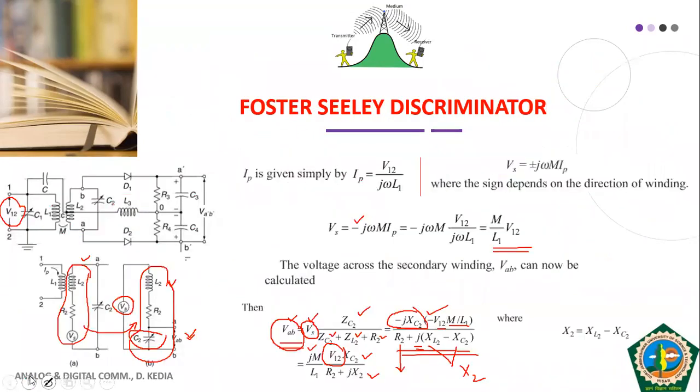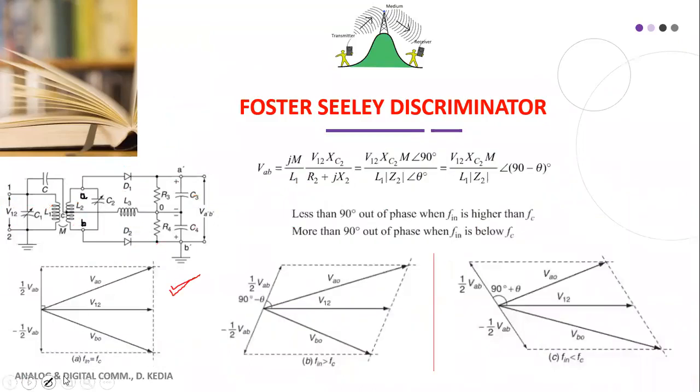See, this is my V12, that is the primary voltage. This is my half VAB, and minus half VAB is 180 degrees out of phase, meaning these two vectors are opposite of each other. So these are two vectors. What will be the resultant of these two vectors? This is VAO. And what is VAO? VAO is the sum of V12 plus half of VAB.